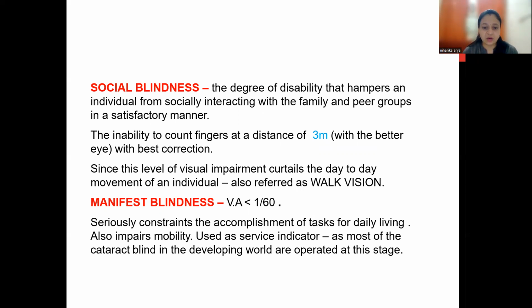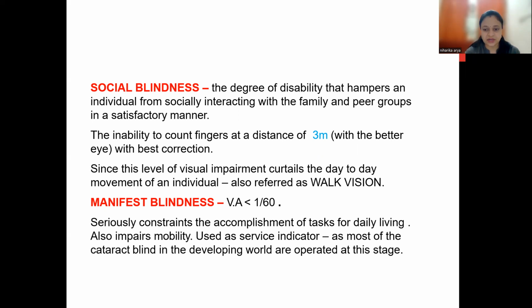The inability to count fingers at a distance of 3 meters with the better eye with best correction. Since this level of visual impairment curtails the day-to-day movement of an individual, it is also referred to as walk vision. In this type of social blindness the person's vision is very low, only at the level of counting fingers at a distance of 3 meters with the better eye and with the best correction. Even with the best correction, their vision does not improve beyond 3 meters.